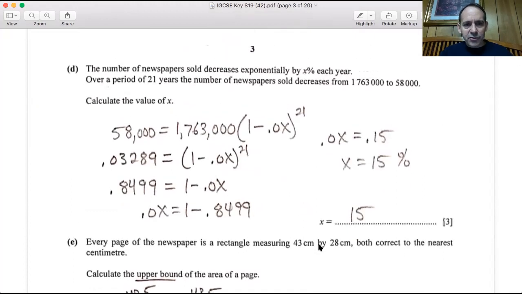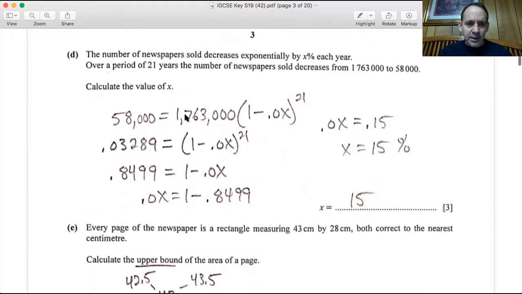Letter D, the number of newspapers sold decreases exponentially. So remember, when you're working with exponential, you use your compound interest formula, and here it's decreasing by X% over a 21-year period, and it goes from 1,763,000 down to 58,000. So the 58,000 is our amount after time. The 1,763,000 is the beginning or original amount.